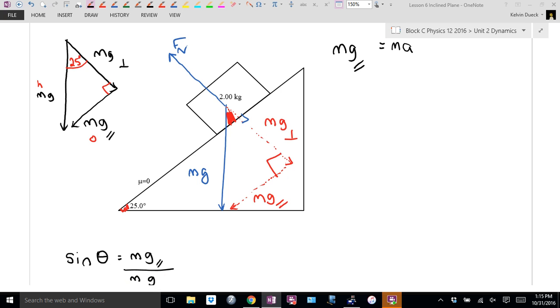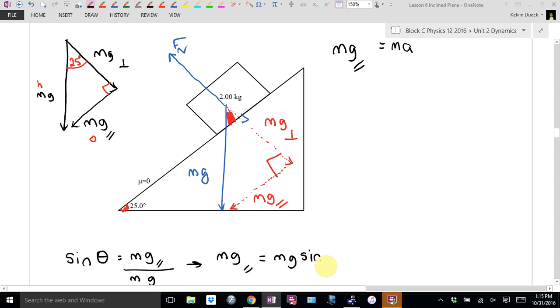How would I get the mg parallel by itself? I guess mg parallel is going to be the same as mg sine theta. A student of mine about 4 years ago came up with a way to remember this. Kareem, what's the symbol for parallel? Two lines is sine. That's what they came up with. Mr. Dewick, parallel is always going to be sine. Two lines is sine, unless gravity magically changed and we're in a weird universe.